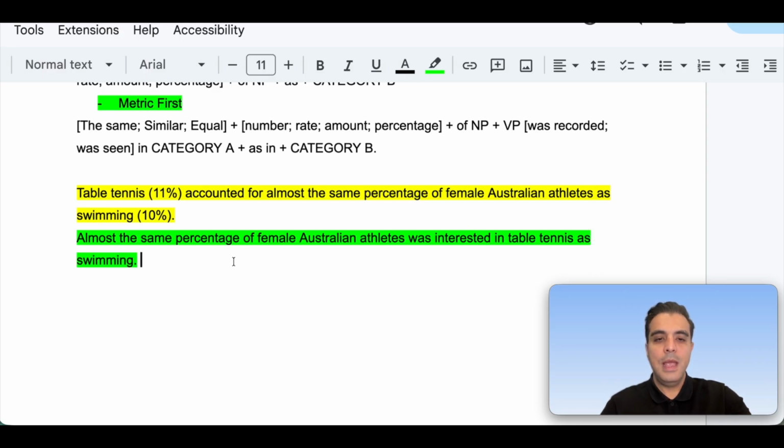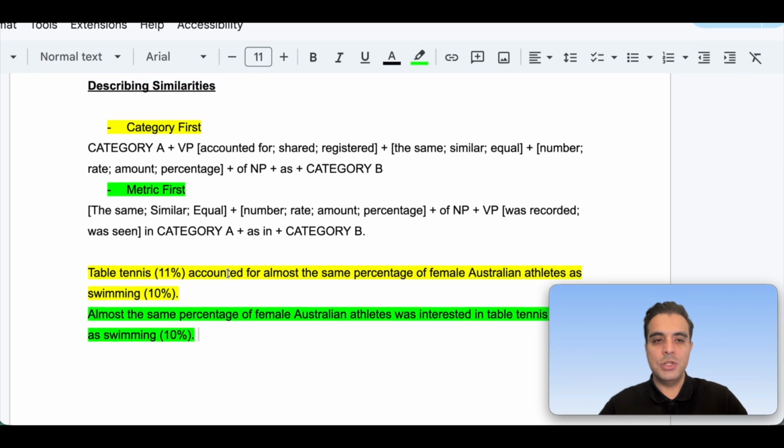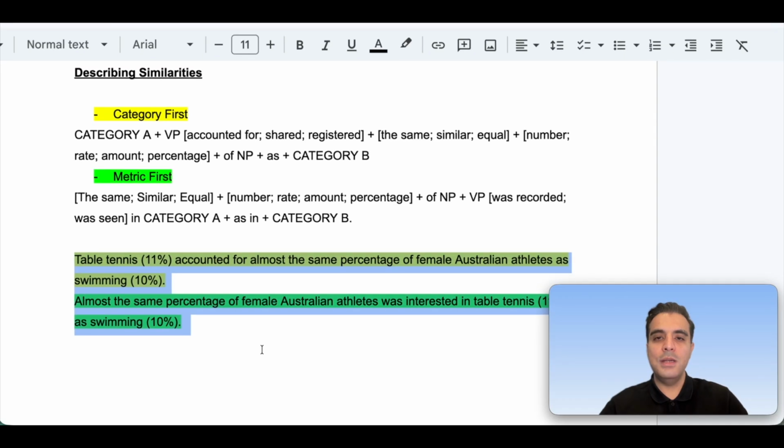There. And once again, you can add the percentages in brackets. That's 11% for table tennis, and for swimming, it is 10%. So there you go. We just used both the category first and the metric first structure for comparing two categories that had similar quantities in our discrete chart.